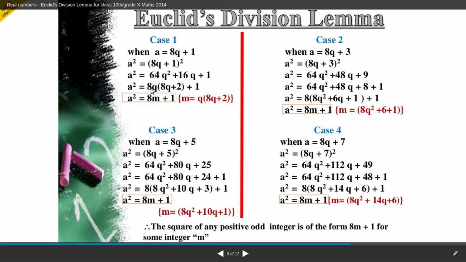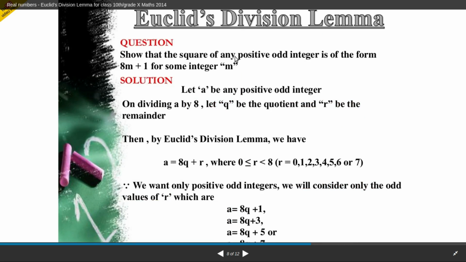Apart from 8, whatever terms we have, just take those as m and then we'll get plus 1, as in all the four cases. We'll get this plus 1. So don't worry about this one, just simplify this one. So I will get 8m plus 1. This is what we need to express, right? The square of any positive odd integer is of the form 8m plus 1.